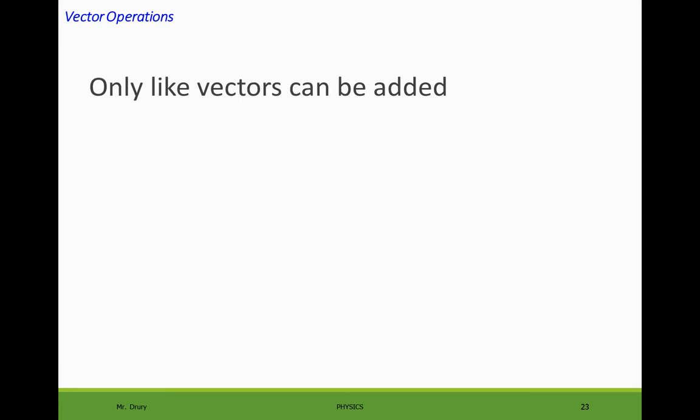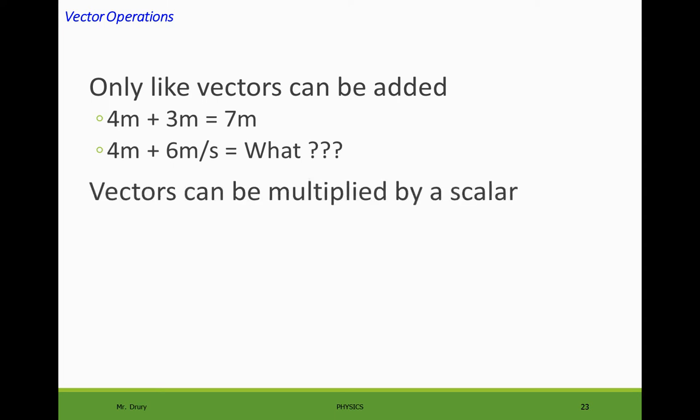All right, this should be obvious to you. Only like vectors can be added. For example, 4 meters plus 3 meters equals 7 meters, that makes sense. 4 meters plus 6 meters per second equals, who the heck knows? It makes no sense at all. Can vectors be multiplied by scalars? Certainly. 4 meters, can you go twice as far as that? Yeah, 2 times that would be simply 8 meters.